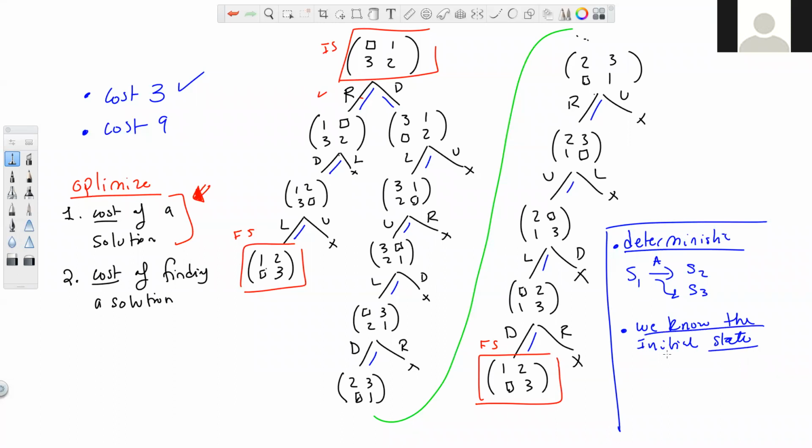Sometimes that's also not the case. Sometimes I do not know the initial state. I may know that it's probably one of these, but I'm not sure for sure. But I have a final state, and I want to find a solution, a set of actions that will get me to the final state, even though I do not know exactly what the initial state is.